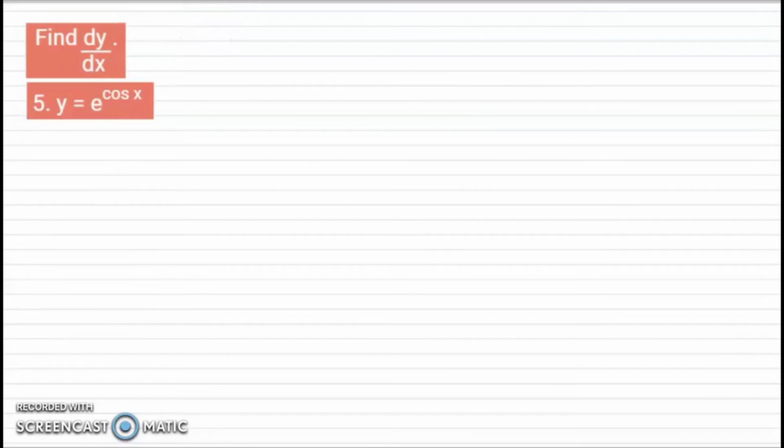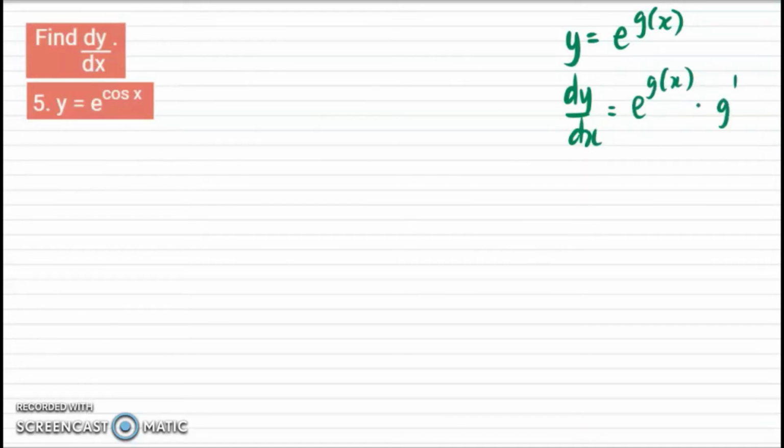Then as you can see in this next example, we will apply the derivative rule for exponential function. That when we have y is e raised to g of x, then its derivative with respect to x is equal to e raised to g of x multiplied by the derivative of g of x.